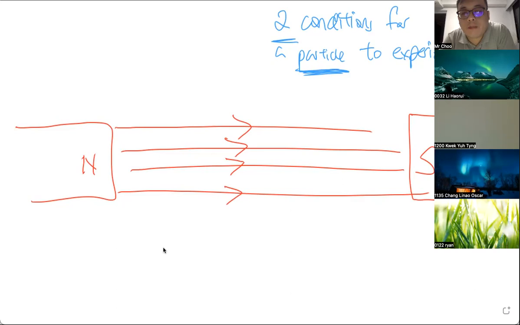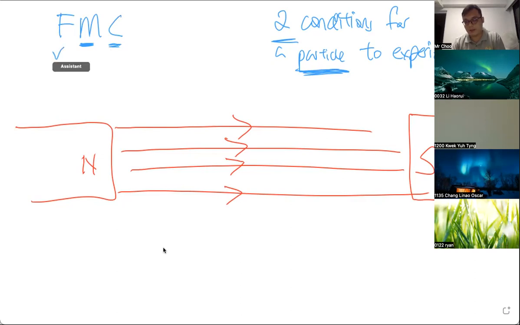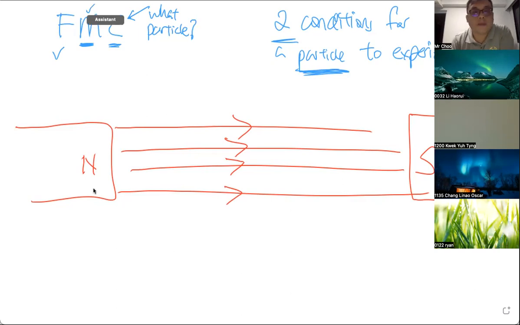Okay, so we mentioned the Fleming left-hand rule, which is the FMC. When there is an M, there is a C, then there will be an F. So what is C? What particle is C? Because we already have the M. To experience a force, what particle can the C be?